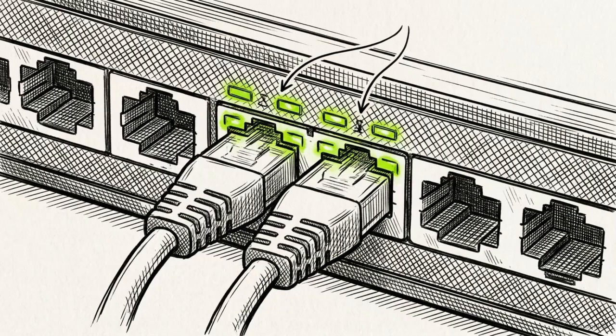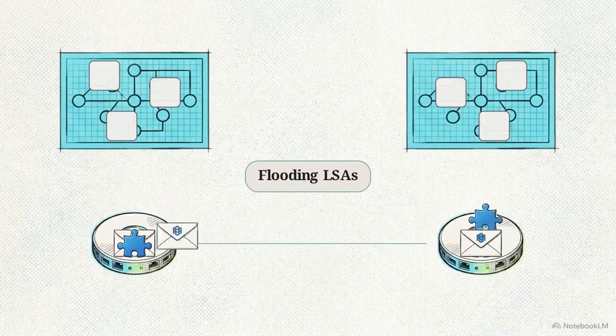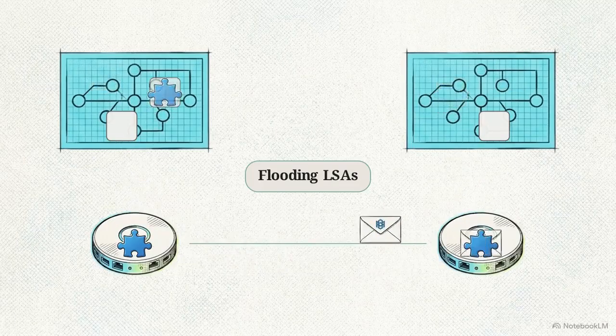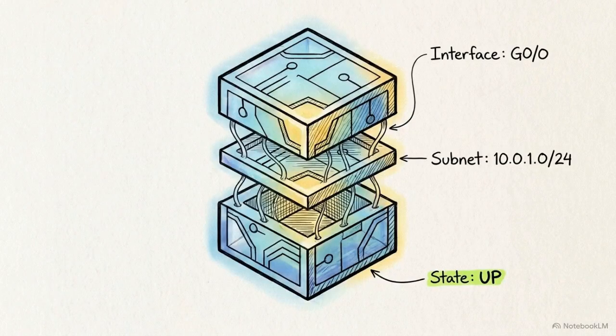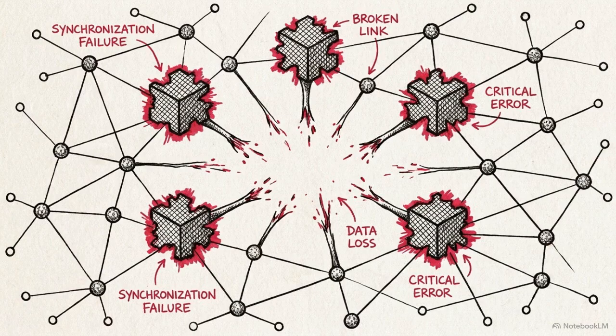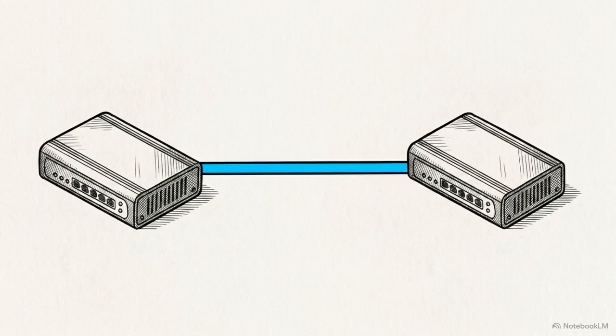The first requirement is neighbor discovery. A router must identify which other OSPF-enabled devices are physically connected to its active interfaces. These routers then exchange link state advertisements, or LSAs. These are the discrete units of data used to assemble the network map. Each LSA contains specific details regarding the router's local interfaces, its connected subnets, and the current operational state of those links. If these LSAs are not successfully shared and synchronized across the topology, the database cannot form. This makes establishing a neighbor adjacency the critical first step in OSPF operations.